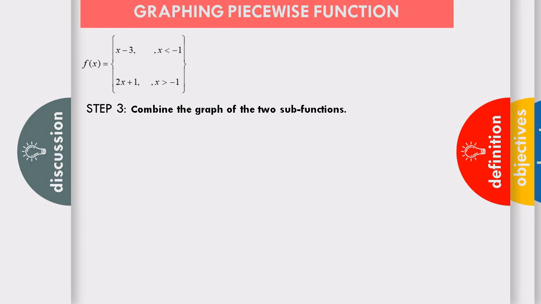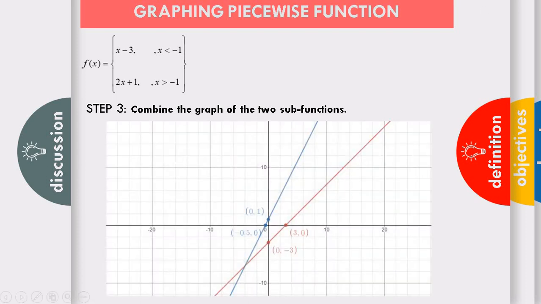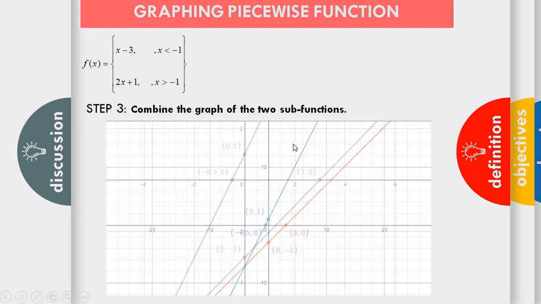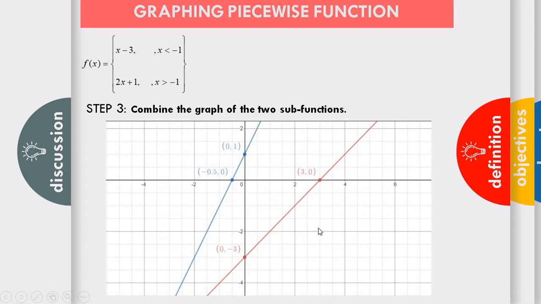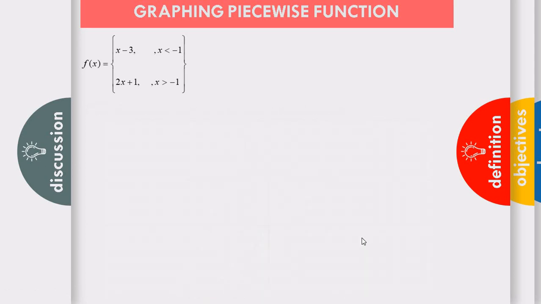So next step, combine the graphs of the two subfunctions. The red one is the graph of the first subfunction, while the blue one is the graph of the second subfunction. So it looks like this. Step number 4, we need to cut the graph according to its interval. In cutting the graph according to its interval, we will consider its interval.